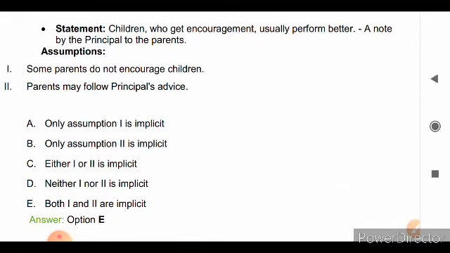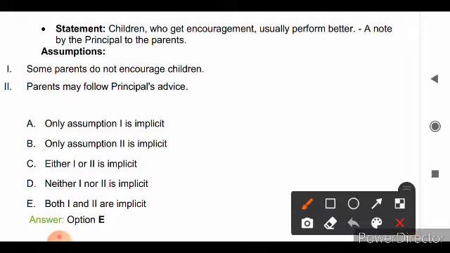Statement: Children who get encouragement usually perform better. A note by the principal to the parents. Assumption 1: Some parents do not encourage children. Assumption 2: Parents may follow the principal's advice. So assumption 1 is implicit because some parents do not encourage children, so they do not perform better, and assumption 2 is also implicit because the principal thought that parents follow his advice. So the right answer of this question is option E, both 1 and 2 are implicit.